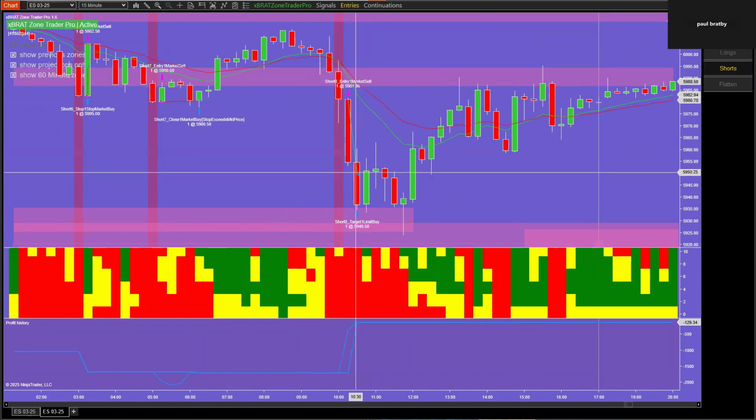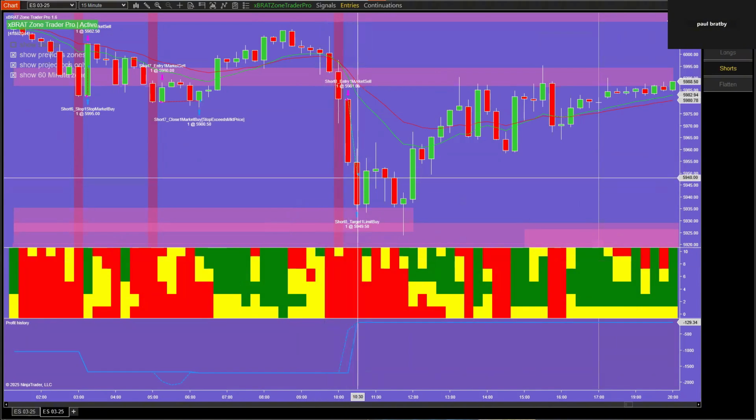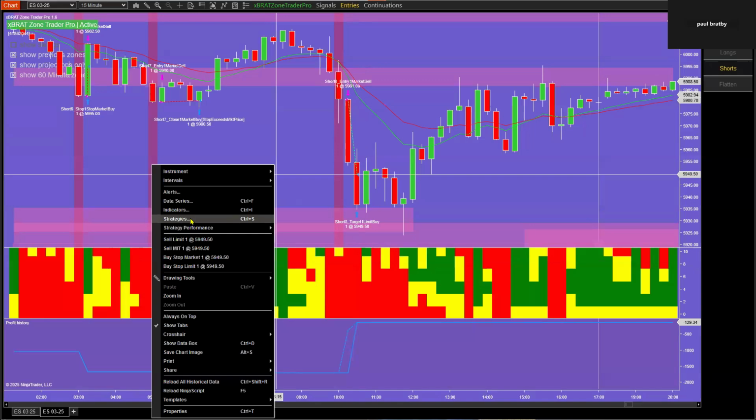And that's gone 500%. So what we're going to do is just increase that target limit a little bit so it hits the next target zone. So let's just go on that strategy.